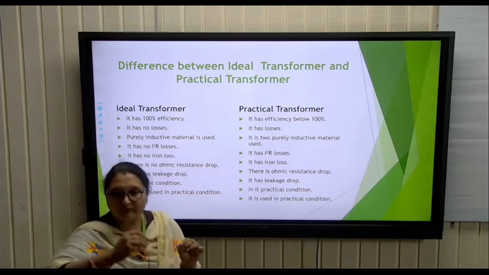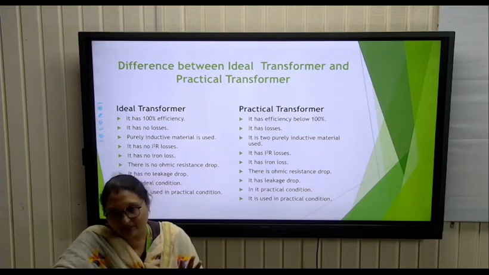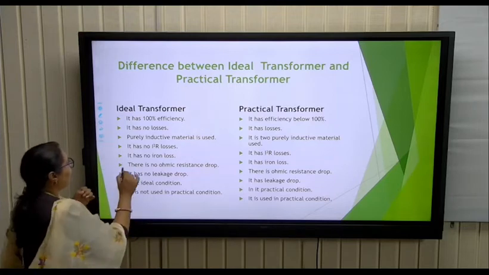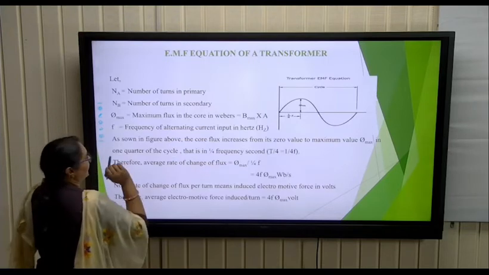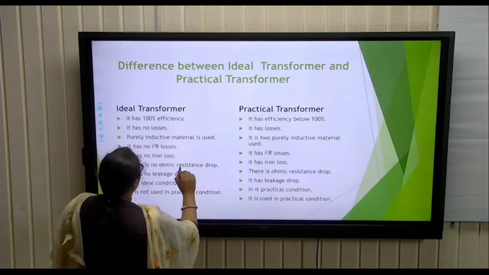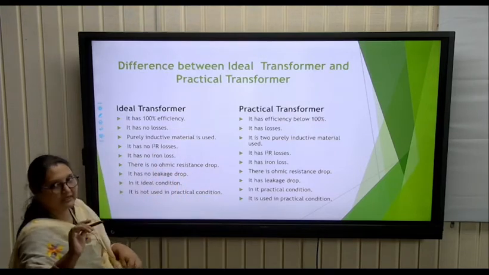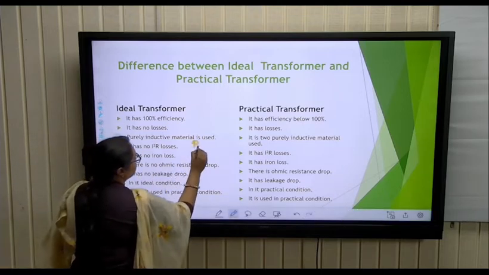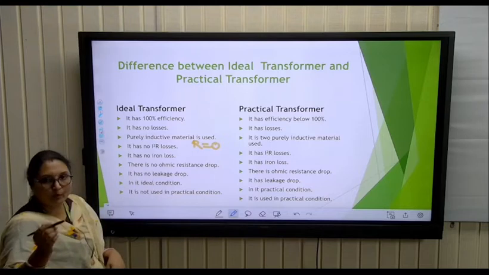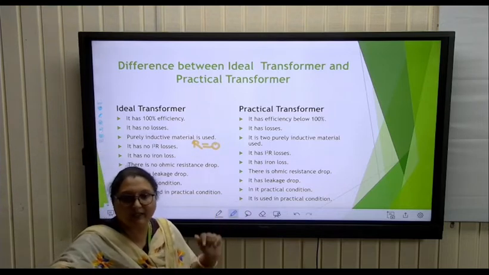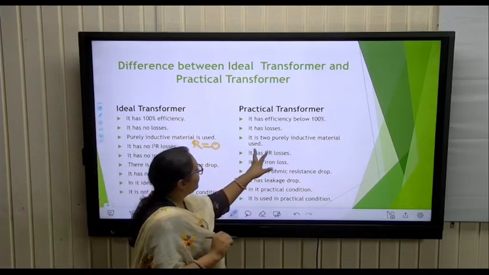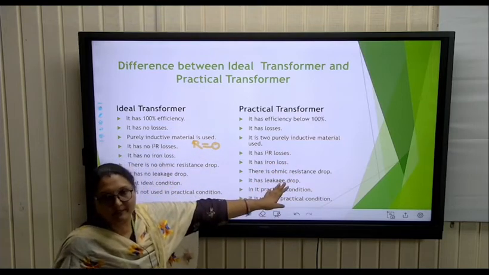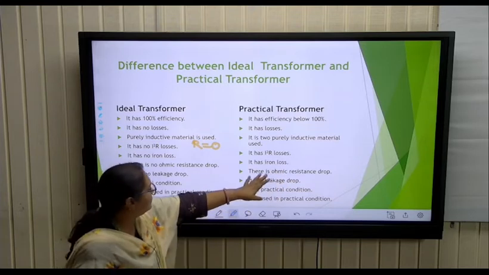For the flux to generate, there should be some inductance. Without an inductive coil, flux is not going to generate, isn't it? So this transformer will have pure inductance. Pure inductance means the resistance is zero inside the windings. Likewise, in practical, there will be nothing like pure inductance, there will be some resistance.